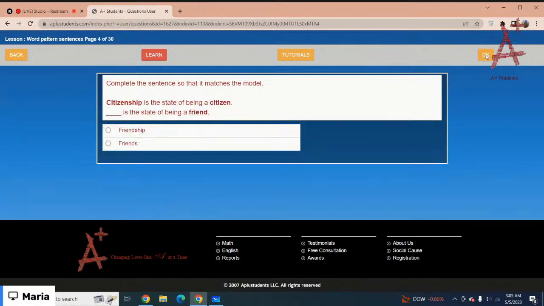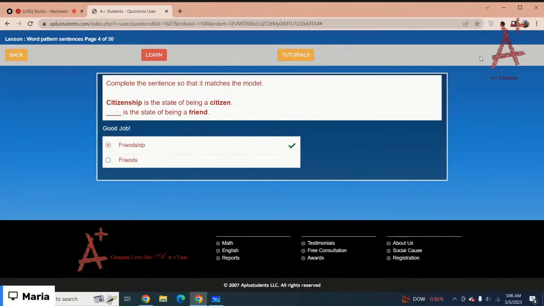Okay, citizenship is the state of being a citizen. So dash is the state of being a friend, which is the correct option? It would be friendship. Here you have citizenship, you added ship at the end of the word. Citizenship is the state of being a citizen, and friendship is the state of being a friend.